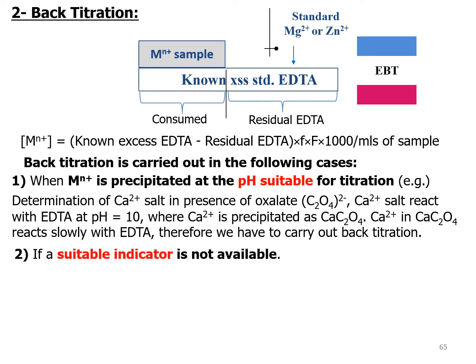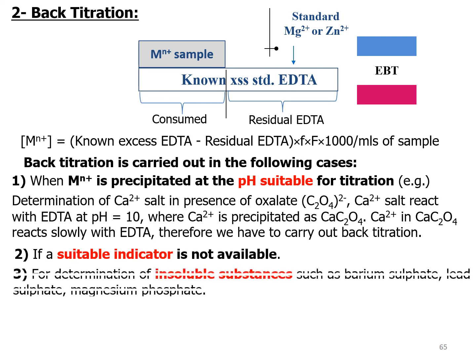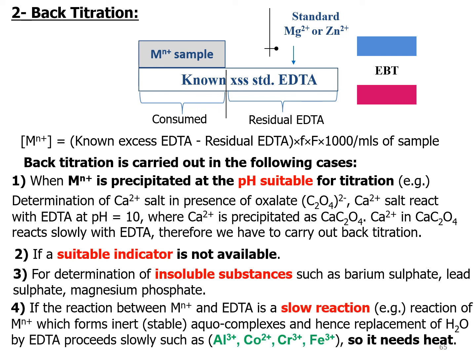Number 2, if a suitable indicator is not available. Number 3, for determination of insoluble substances such as barium sulfate, lead sulfate, and magnesium phosphate. The fourth one we have discussed earlier in this lecture.